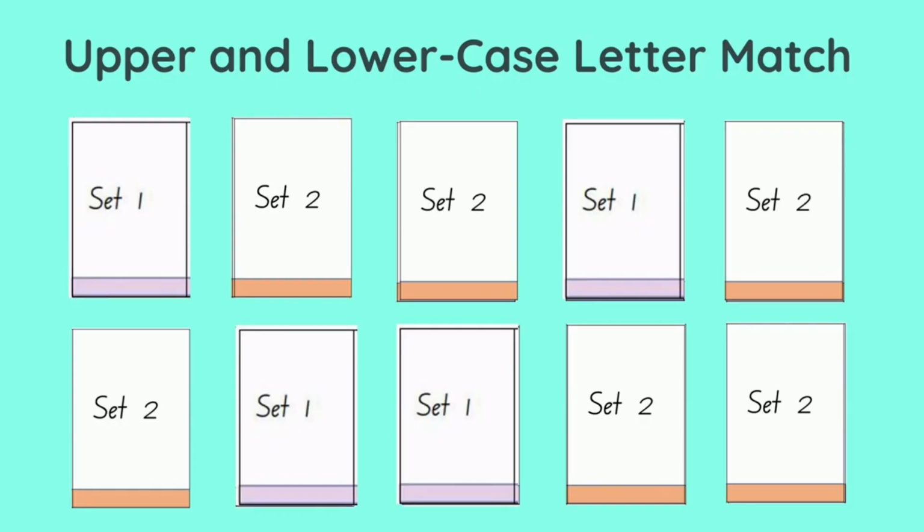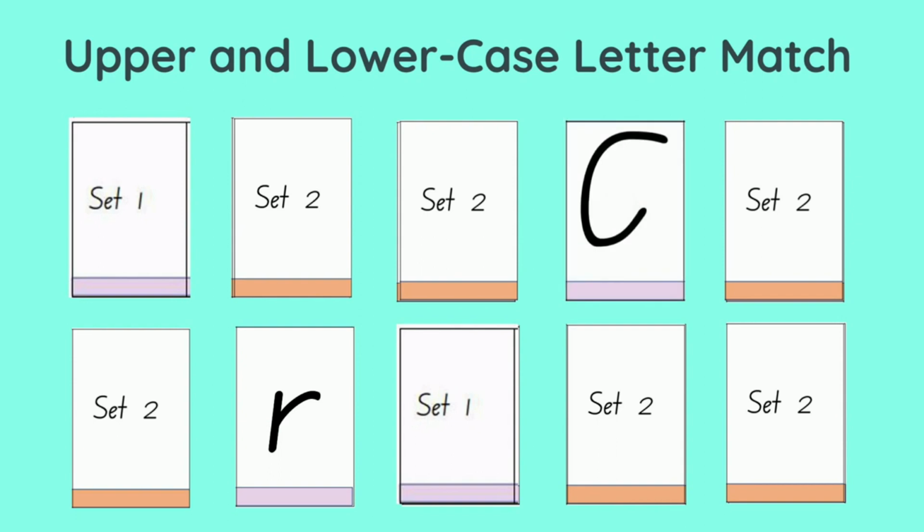Now that we have learnt a fair few more letters, we can play upper and lowercase letter match again. We will use our new letters that we've learned. So, put all the capital letters along the top upside down and all the lowercase letters along the bottom upside down so we can't see them. And then I turn any two over, one from the top, one from the bottom.